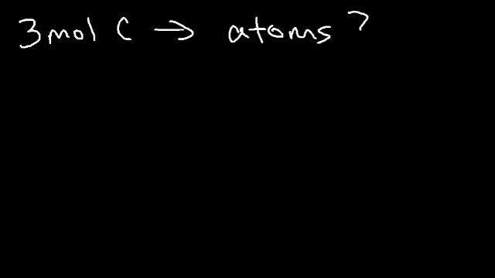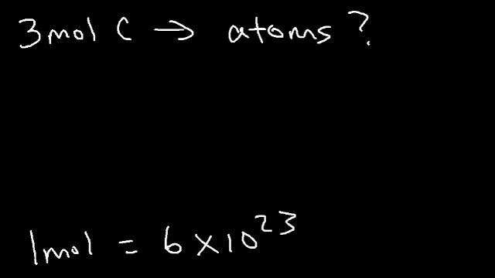Now let's say if you have 3 moles of carbon atoms. How can we convert that to the number of carbon atoms? So if you have 3 moles of carbon, how many atoms do we have? So to answer this question, we need to use Avogadro's number. 1 mole is equal to 6 times 10 to the 23. It's really 6.022 times 10 to the 23, but I'm going to round it to 6 times 10 to the 23. So let's start with 3 moles of carbon.